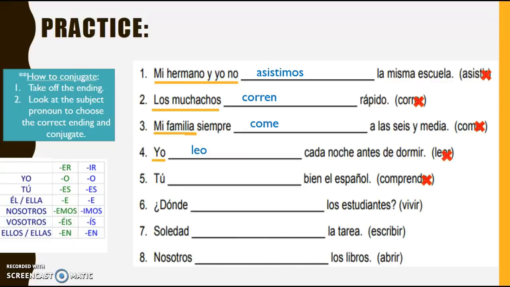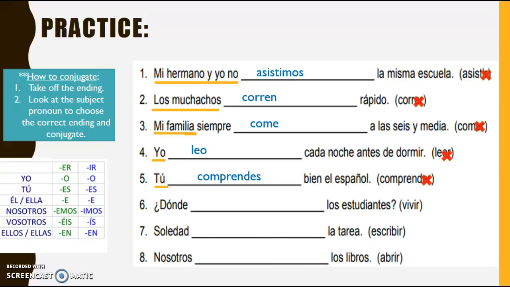You can't really replace tú. There's not another word for you except usted, which would be the formal one, okay? So again, if you look at the chart, you'll see it's ES. So we are going to underline tú as our subject and fill it in as comprendes. So you understand Spanish well.